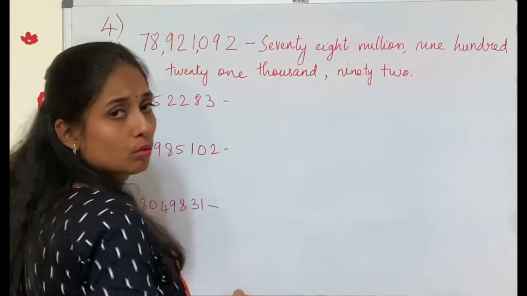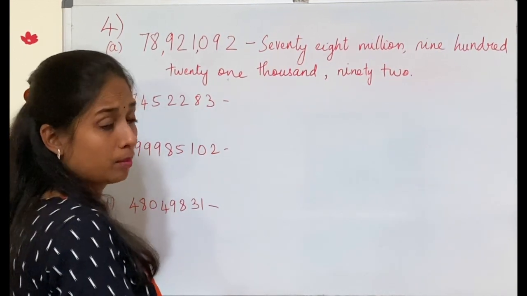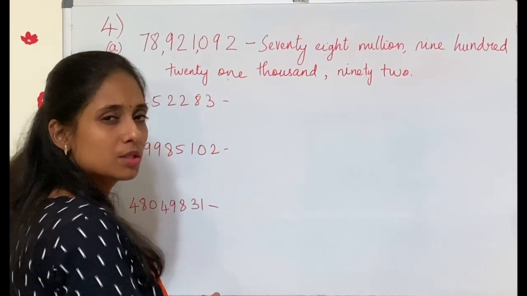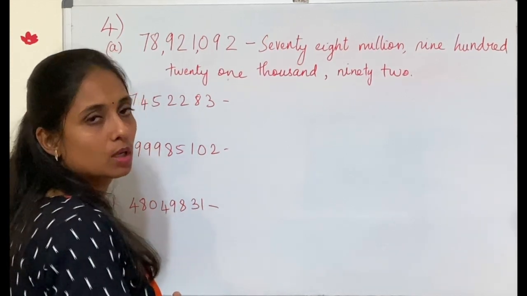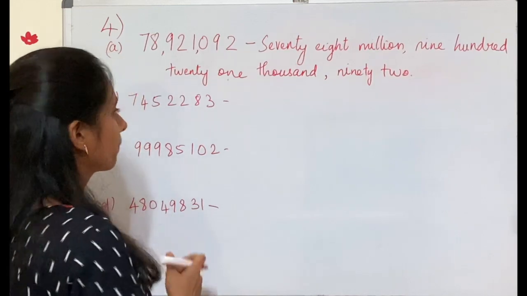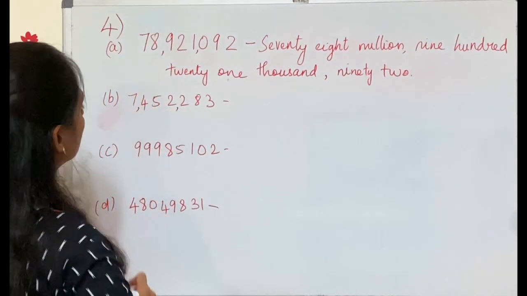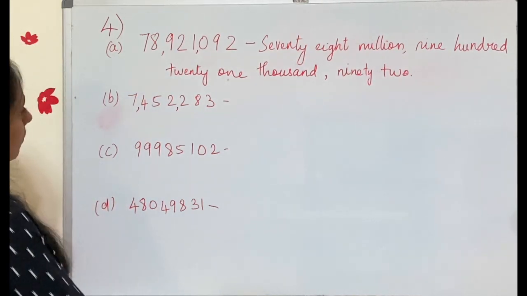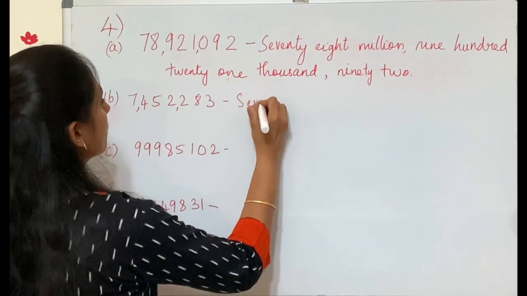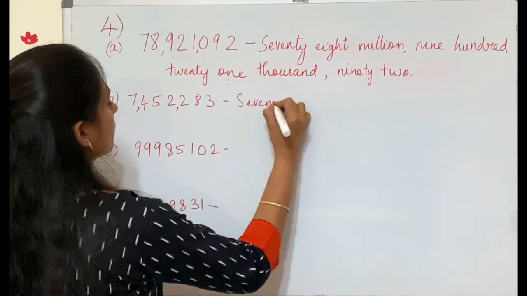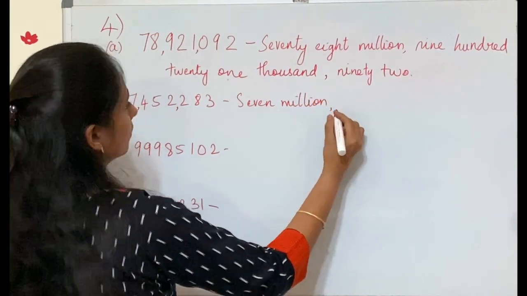Children, as I work out the problems, I want you also to take a notebook and a pen and do along with me. Okay, don't just keep watching the video. It will be useful for you only if you work out the problems along with me. Okay, the next one. Yes, Tarun. 7,452,283. Okay. 7,452,283.